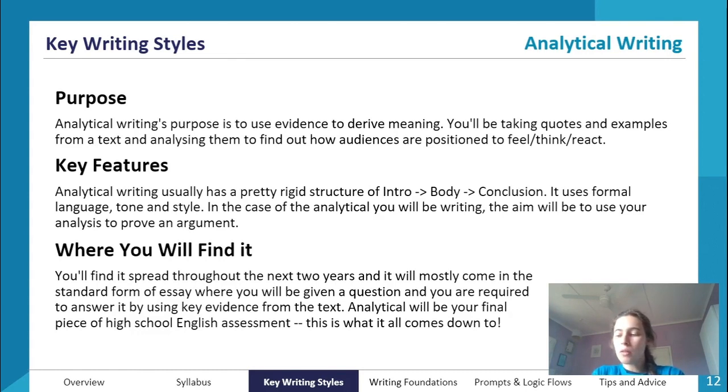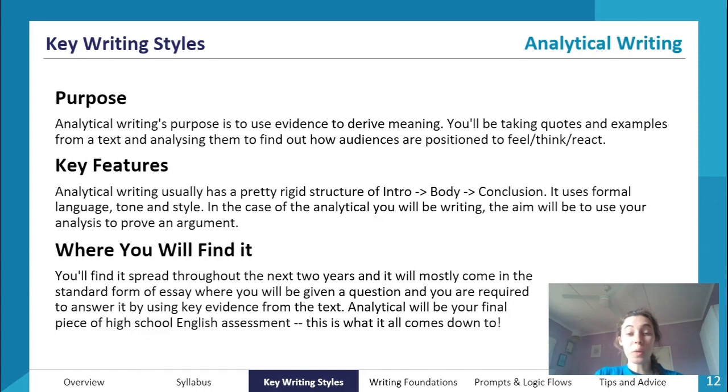So this is a really important part of year 11 in terms of the final piece of assessment that you'll have, and also year 12, where it all comes down to that analytical essay that you'll be doing in your external exam. So what is the purpose of analytical writing? It's all about using evidence to derive meaning. So getting meaning from the evidence, and then using that to support some kind of argument. So you'll be taking quotes and examples from a text and analyzing them to find out how audiences are positioned to feel or think or react.